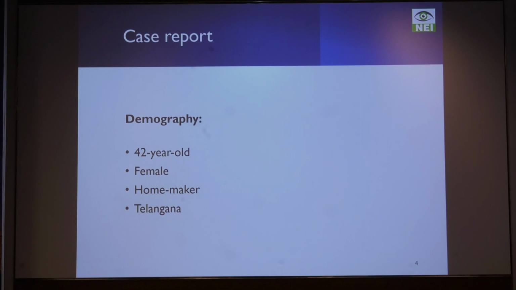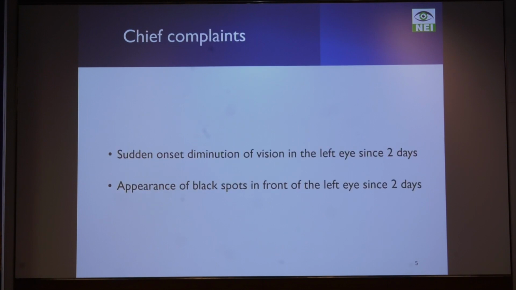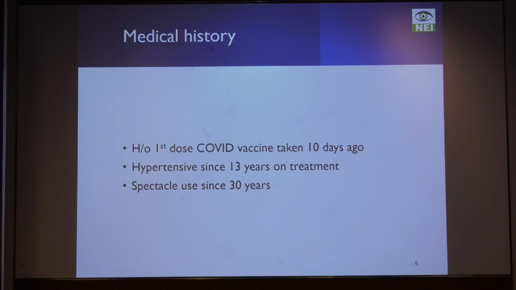I present a case of a 42-year-old female, homemaker by occupation, hailing from Telangana, who presented to the OPD with chief complaints of sudden onset diminution of vision in the left eye since 2 days, also associated with appearance of black spots in front of the left eye since 2 days. The significant medical history was that she had taken the first dose of COVID vaccine 10 days ago, and she was hypertensive for 13 years on treatment, well under control.